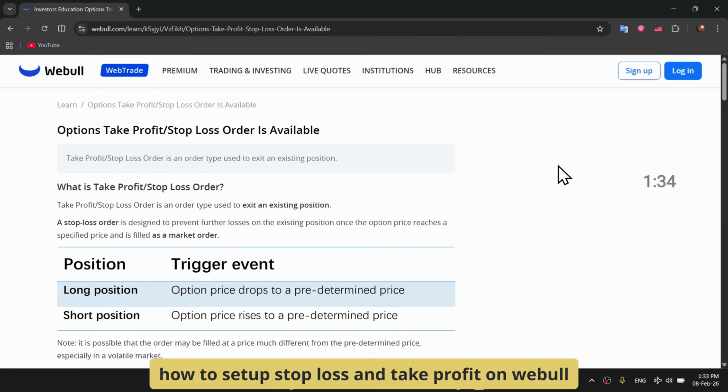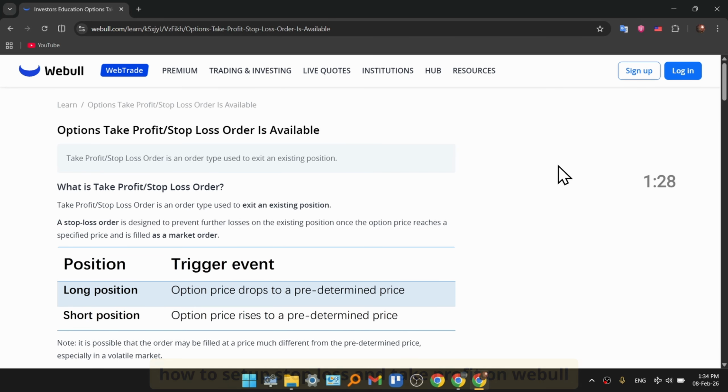If you trade stocks on Webull, using a stop loss and take profit is essential risk management. Here's how to set both in under 2 minutes.